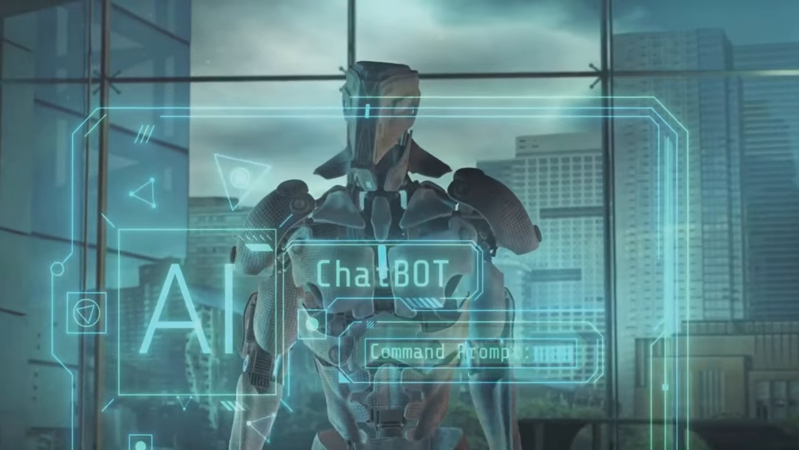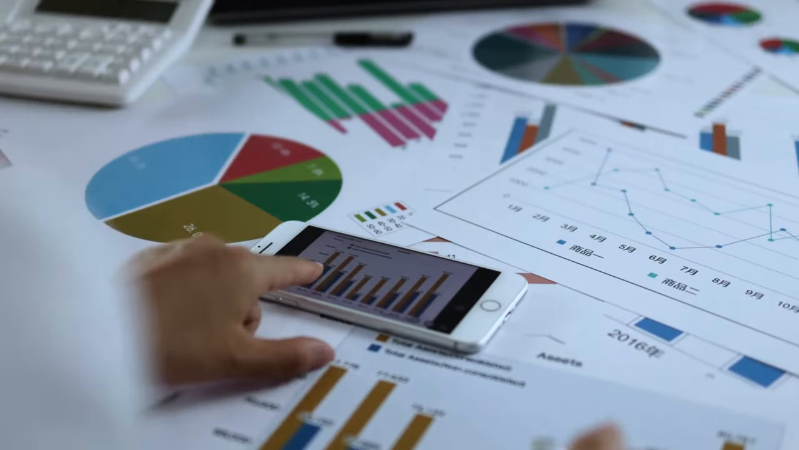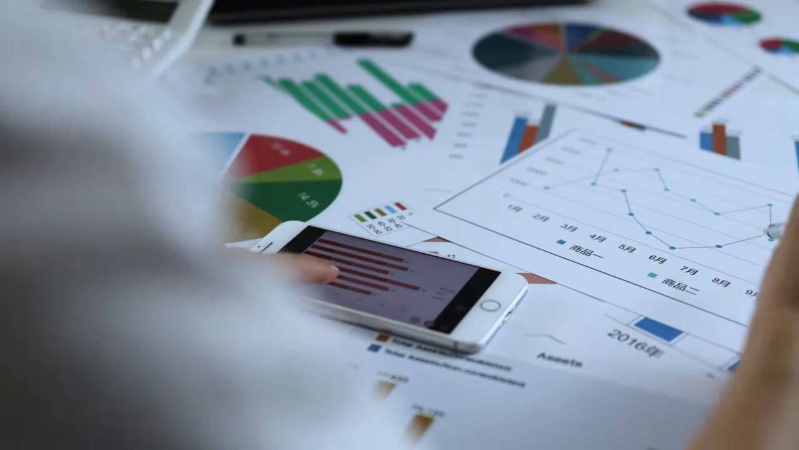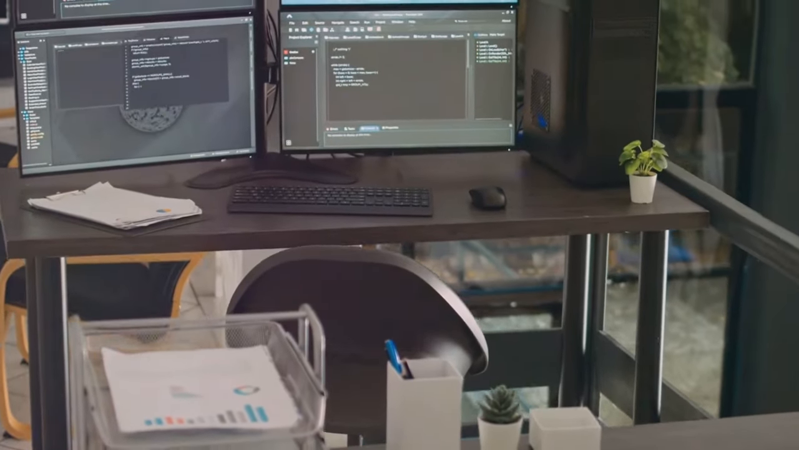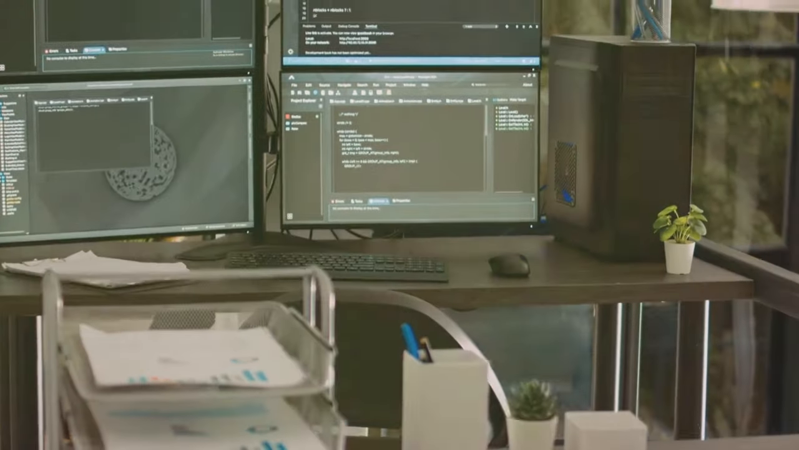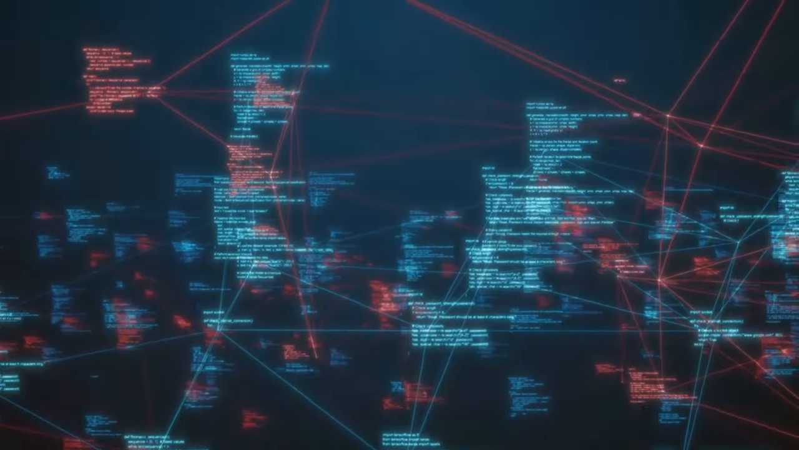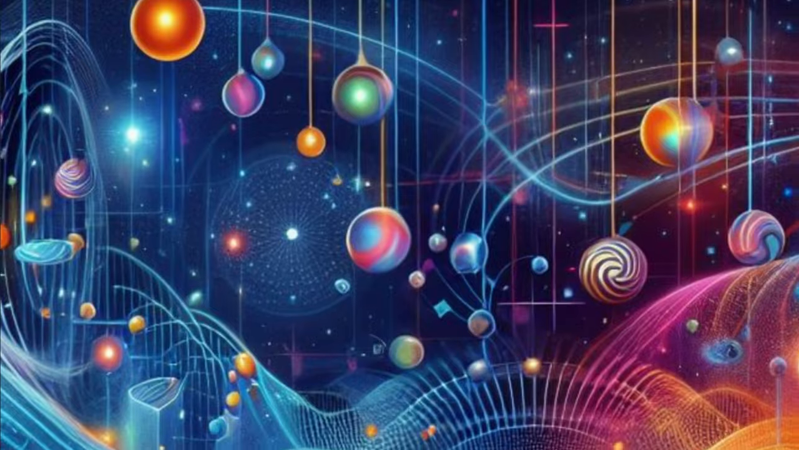Now let's take this understanding and apply it to the world of regulatory reporting. Regulatory reporting, for those who might not be familiar, is a critical process businesses undergo to comply with financial regulations. It involves collecting, processing, and submitting data to regulatory bodies. It's complex, time-consuming, and fraught with the potential for errors. Enter AI. AI is revolutionizing this process in three key ways.